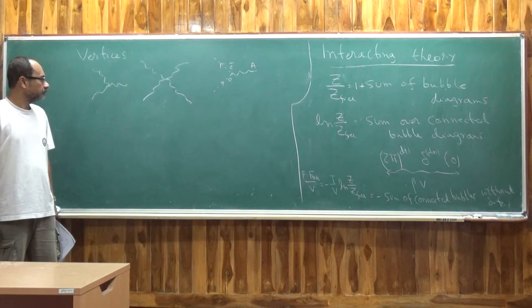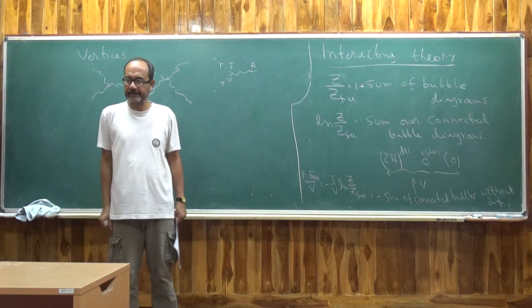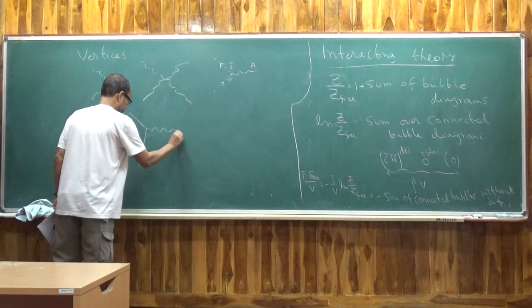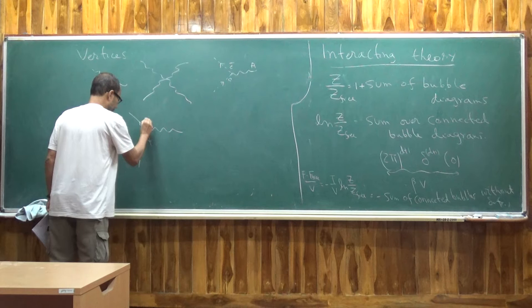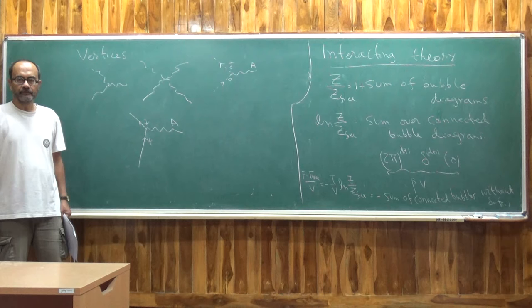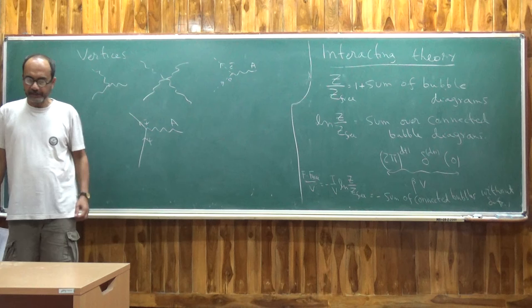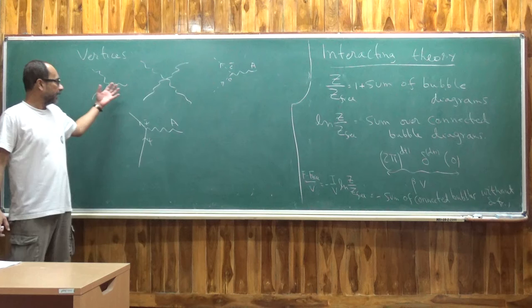Now suppose you also have fermions in some fundamental representation. Then there will also be couplings like this, psi bar A psi. Each of these you can write down the corresponding expression, and you can draw all possible bubble diagrams to a given order and calculate them using these vertices. That's all that is there in calculating the partition function.